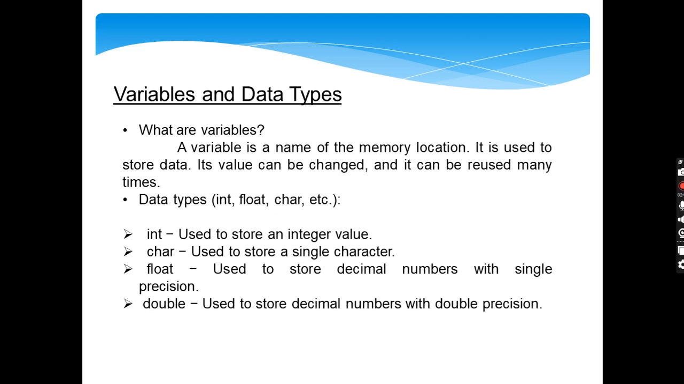Variables and data types. What are variables? A variable is a name of a memory location. It is used to store data. Its value can be changed and it can be reused many times. Data types are nothing but int, float, char, etc. We know that int is used to store an integer value, char is to store a single character, and float is for decimal numbers with single precision. We also use the double data type, which is to store decimal numbers with double precision.